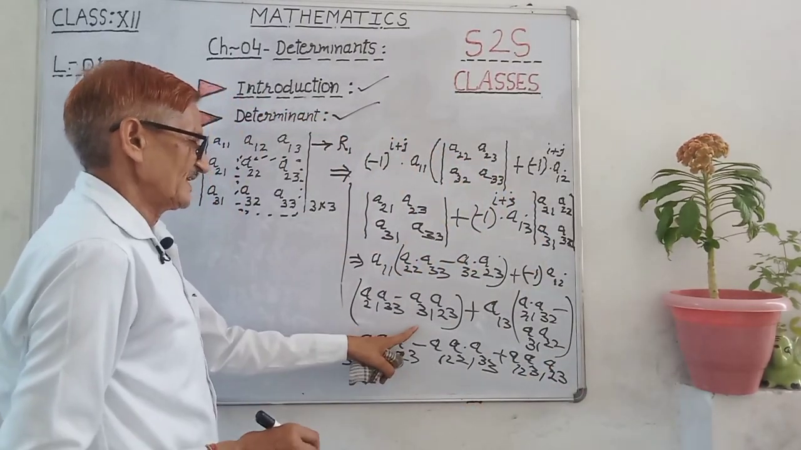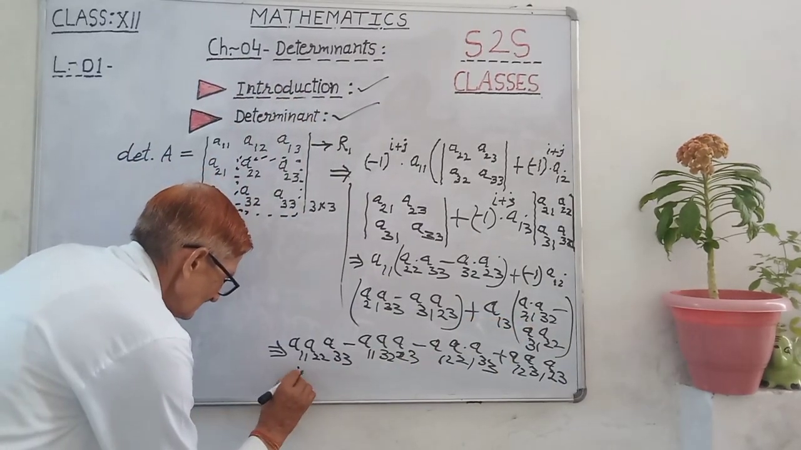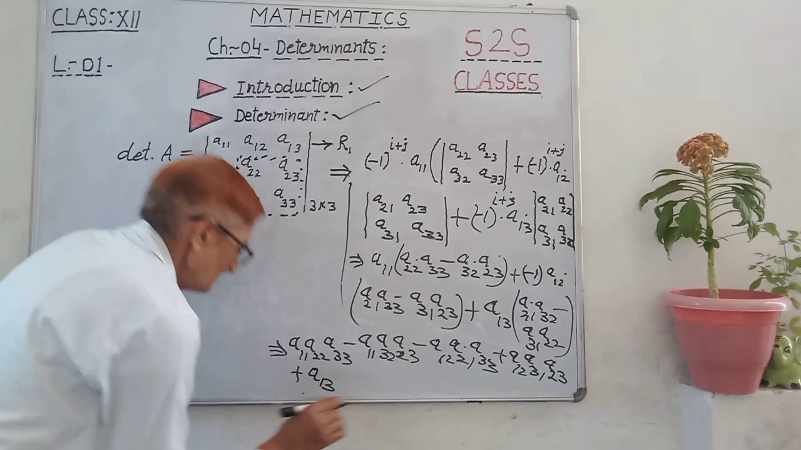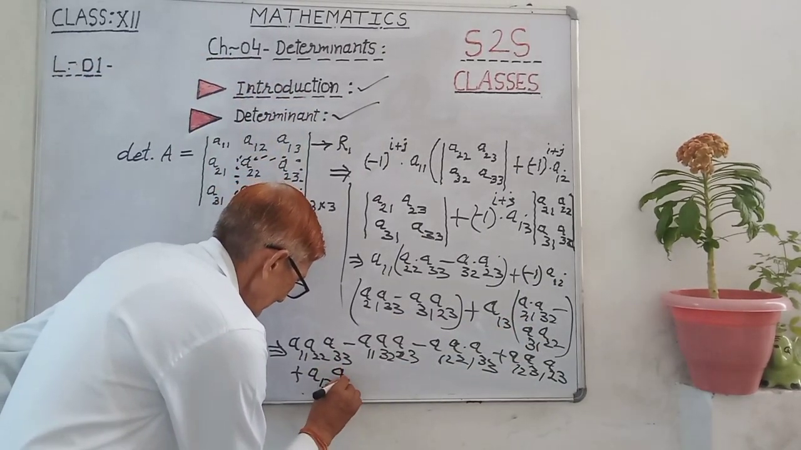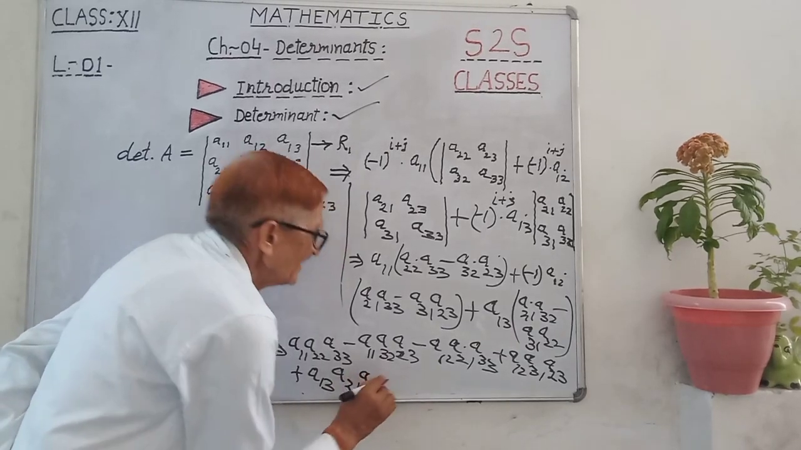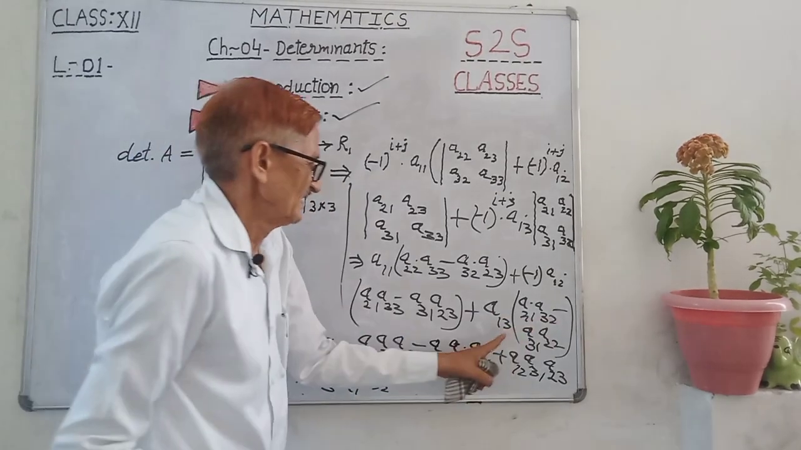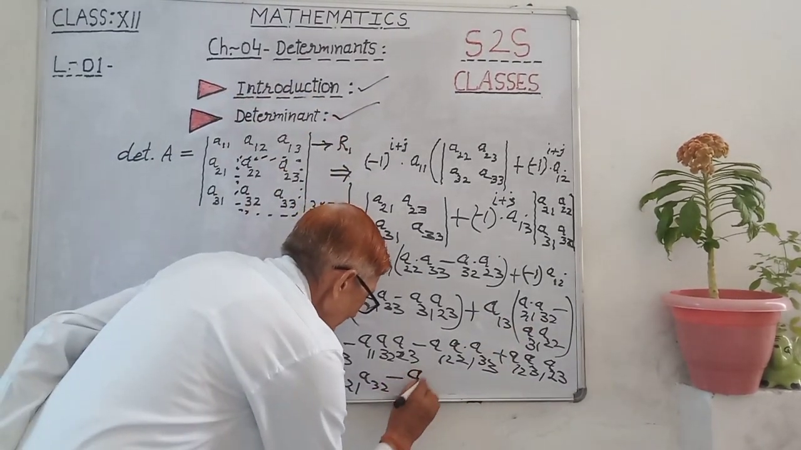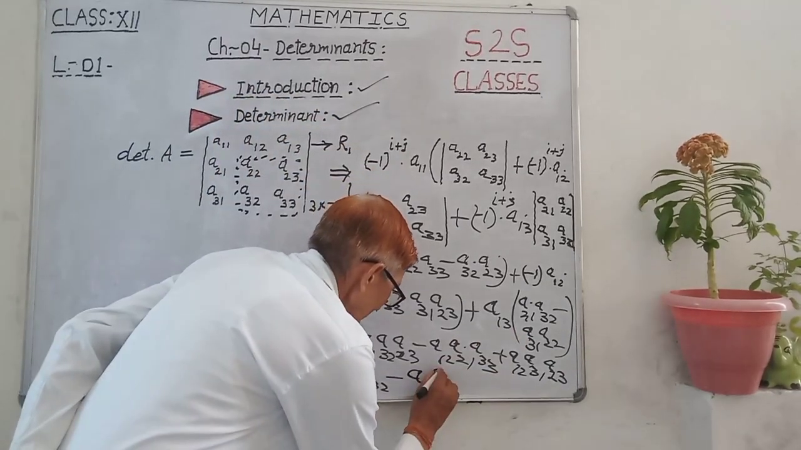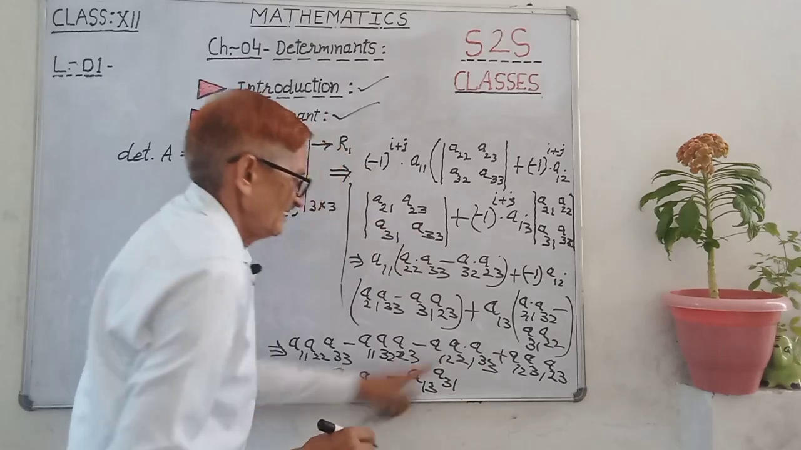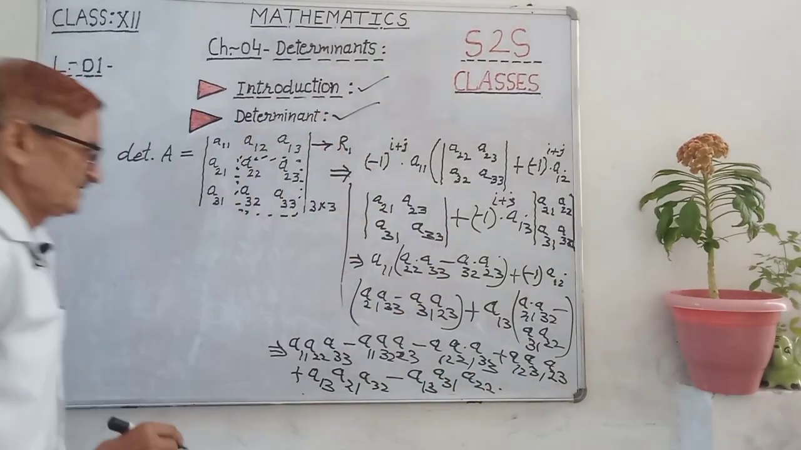This completed. Now this plus A13 into A21, into A32, minus A13, A31 into A22. So this is the expansion.